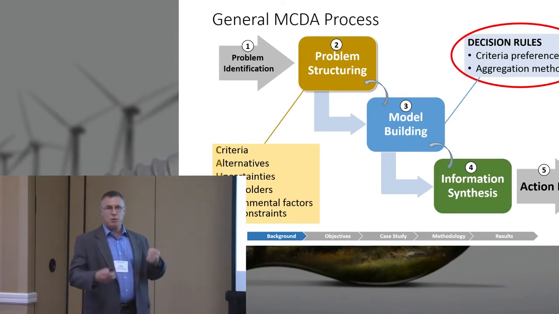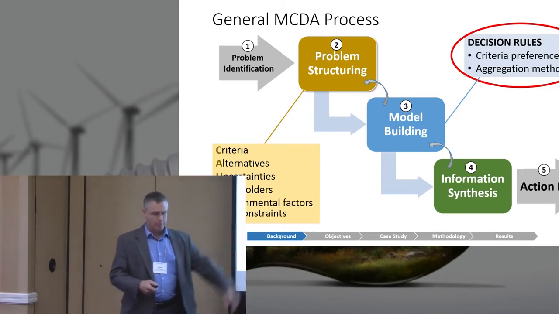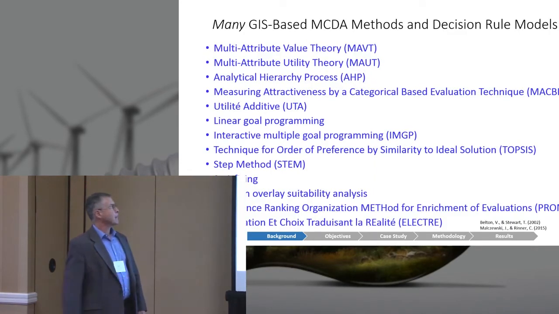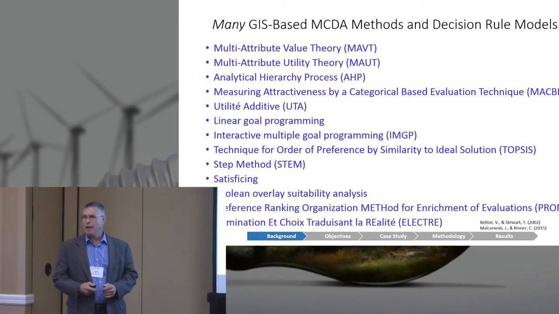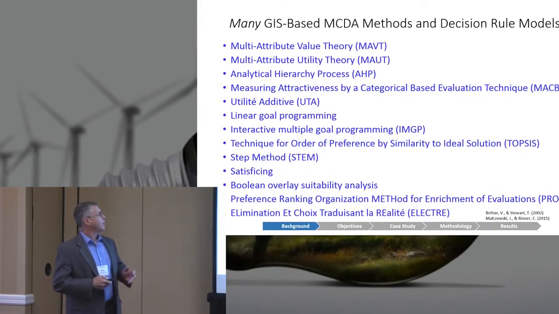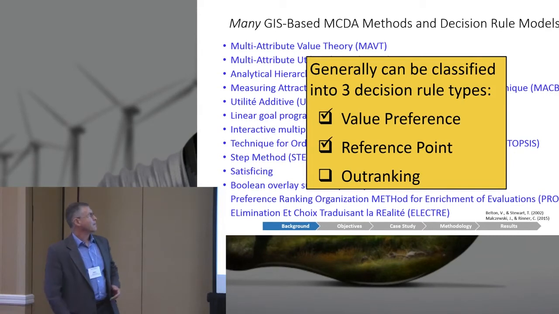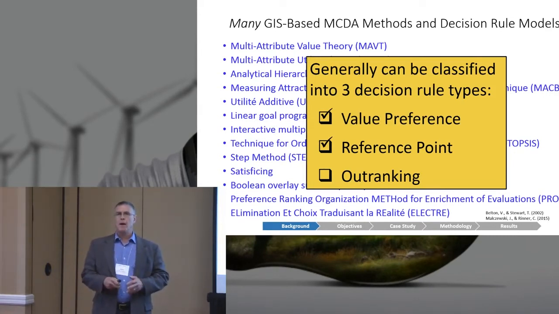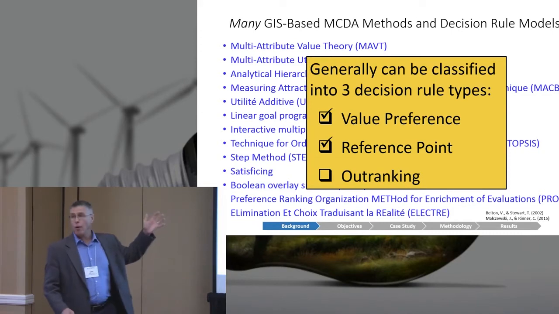It doesn't say, here's what you need to do, but it gives useful information to the people who are making decisions so that then they can plan a course of action. There are many different methods and decision rule types. This area in operations research has been around for decades, but simplistically, we might categorize them into three classes: value, preference, reference point, and outranking. And in this study, we're going to focus on the first two.